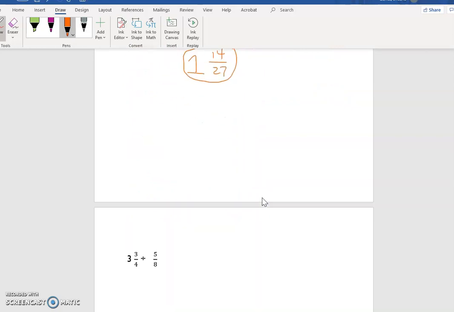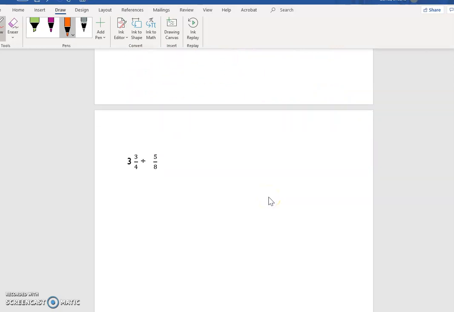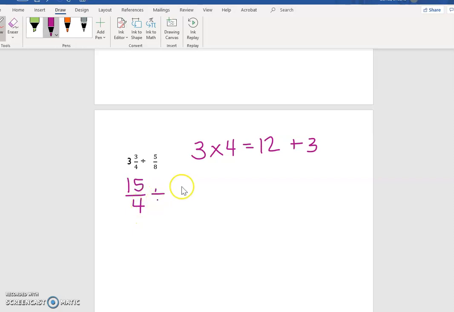Let's see another example. Again, this has a mixed number in it, so the first thing that I'm going to do before any other step is I'm going to convert 3 3/4 into an improper fraction. And I do that by taking the whole number 3, multiplying by the denominator 4, and then again that 12 will be added to the original numerator of 3. So I can rewrite this as 15/4 being divided by 5/8.